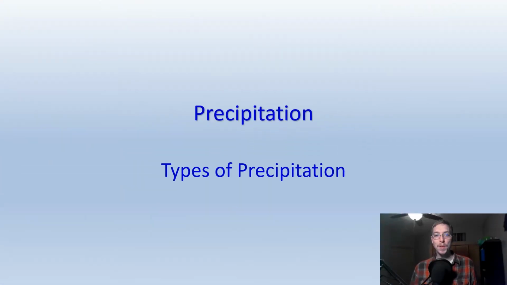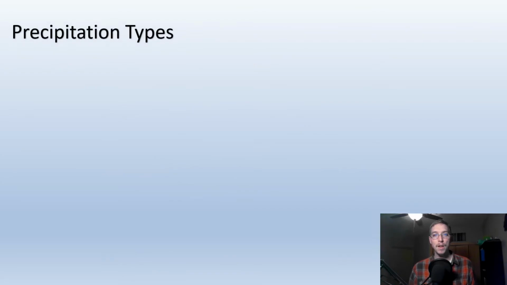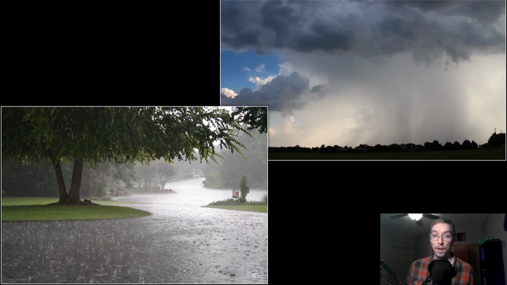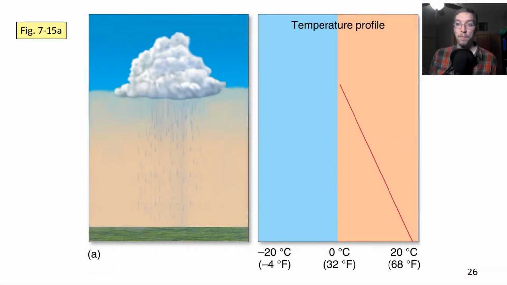So now let's move into types of precipitation. We're going to start off with the really easy one, rain and snow. But let's go ahead and first focus on rain. You can see it here, it's all around us. It prevails during our summer months, right? So rain is obviously liquid water that drops and hits the ground.